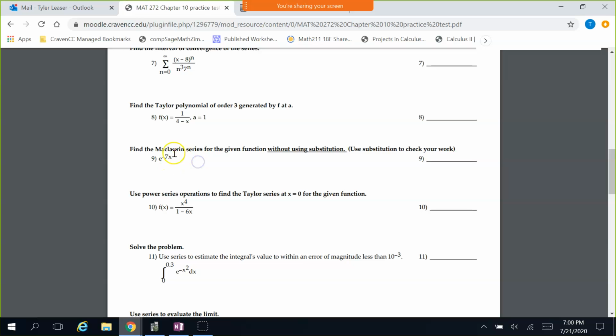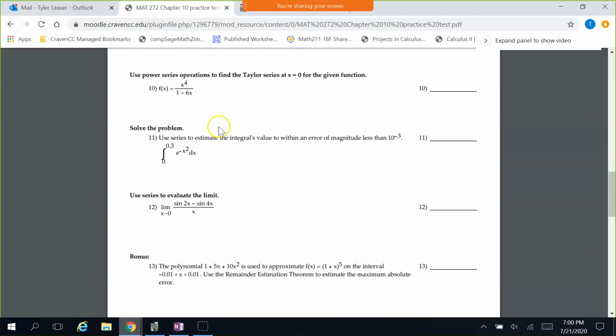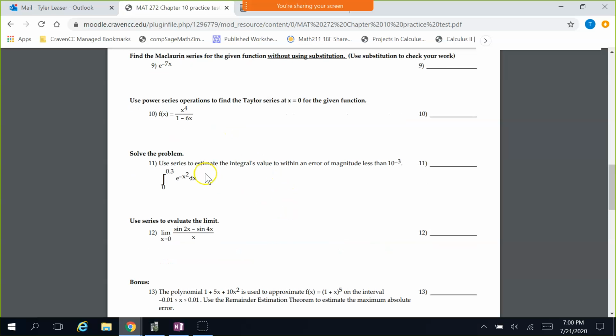9 is the same thing, right? That's just the Maclaurin series. So you just do the same stuff. 10 I said to skip. Let's talk about 11 a little bit. So I won't actually do this one, but let's just talk about it.